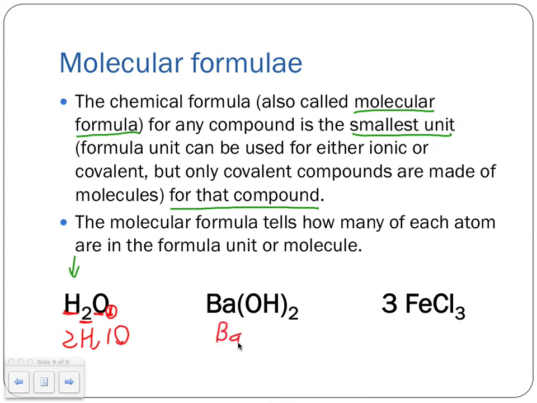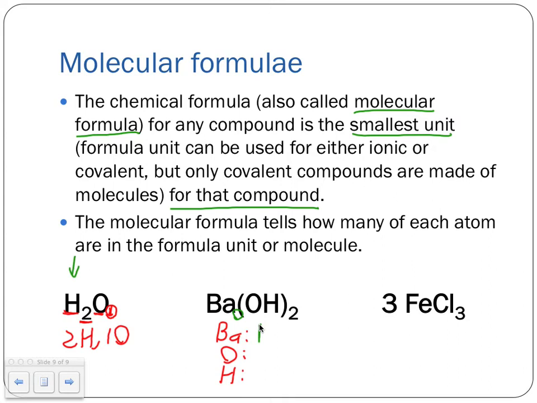So this formula unit: we have Ba, barium, we have oxygen, and we have hydrogen. So let's see if we can figure out how many in each one. First thing is barium. For the barium, you'll notice there is no number after the barium right here, which implies it's a 1. It's like in algebra, if you just see X, that means there's only one X.